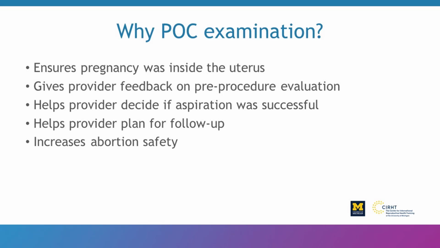So examining the products of conceptus tissues is usually the most neglected, but it is also the most important step when we do manual vacuum aspiration. With this procedure, we can ensure that the pregnancy was inside the uterus, and it also gives the provider a pre-procedure evaluation. Indirectly, you can compare the amount of conceptus tissue with the gestational age. It also helps the provider to plan for follow-up. Like if there are remaining tissues, we can even send the specimen for histopathology.